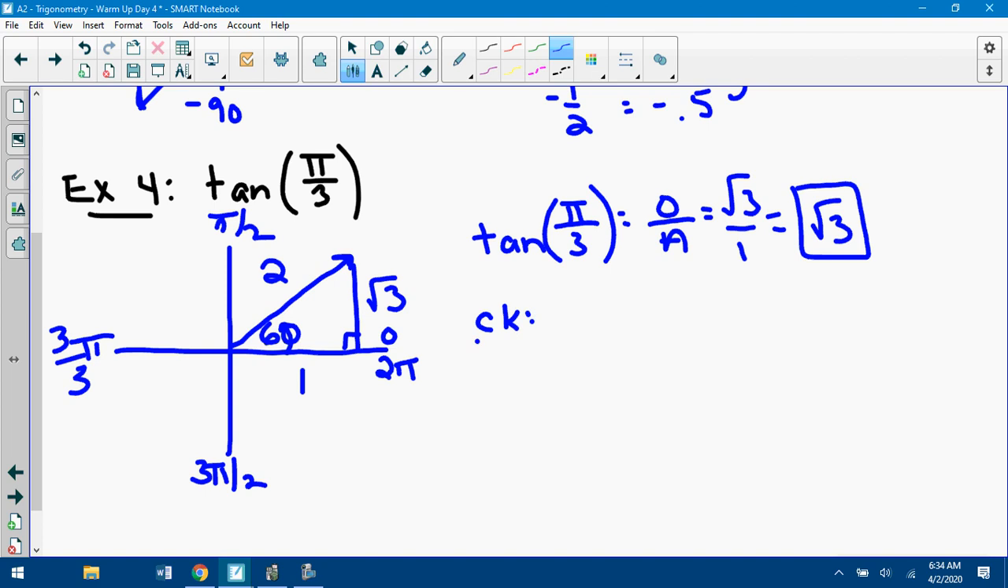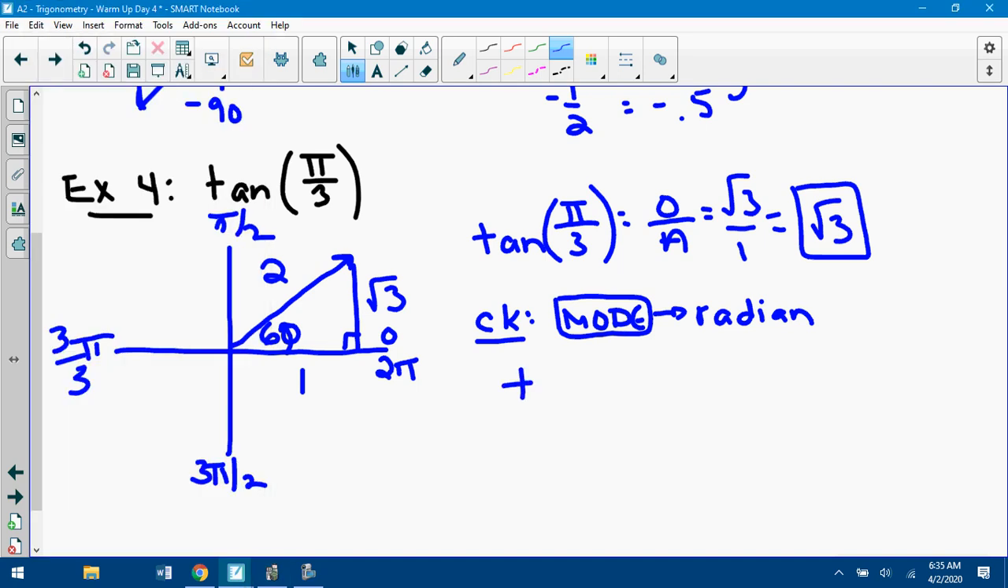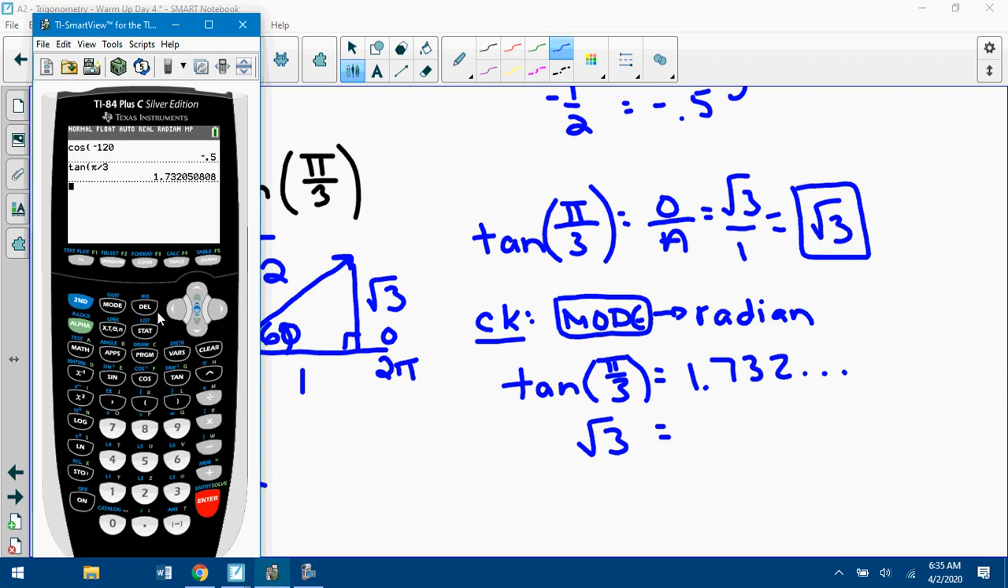For your check, what mode are we in? Back to radians, because pi over 3 is a radian. So in your calculator, you're going to type mode. We're going to go to radian. Then we're going to type tangent of pi over 3, giving me 1.732. To check if your answer is right, you're going to type in radical 3, which is the answer that you got. 1.732.